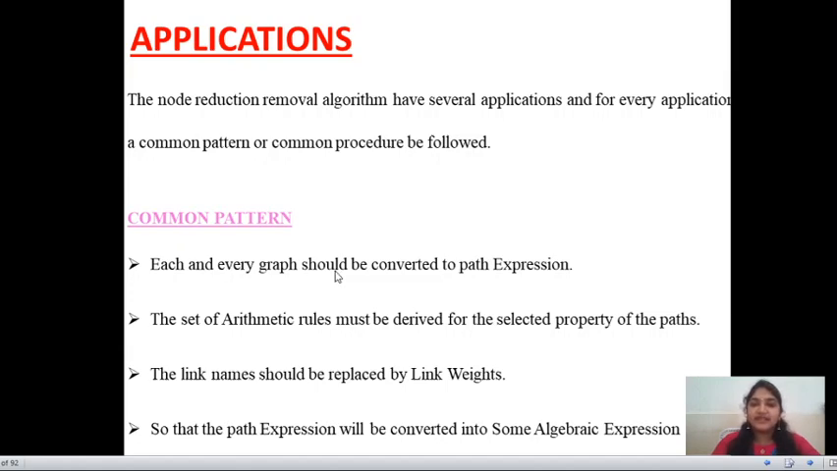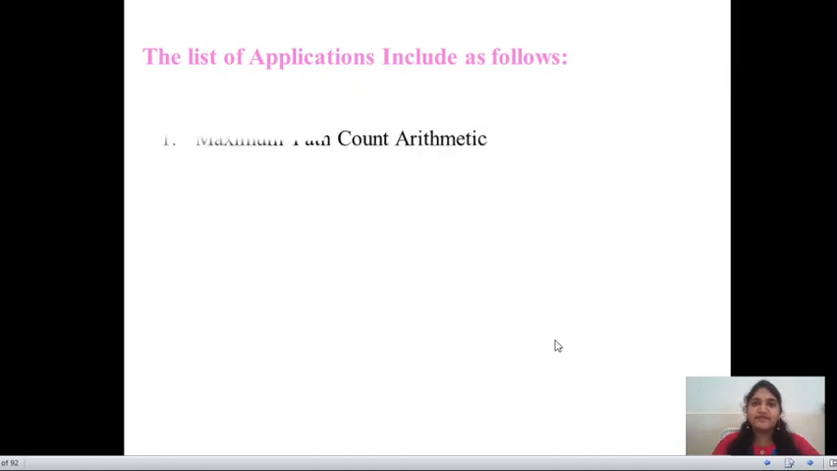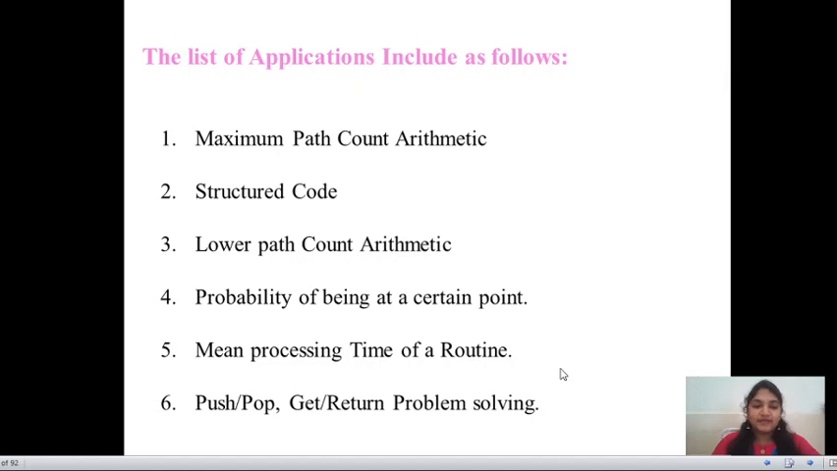The node reduction algorithm has several applications, and when we derive an application, we have to follow this common pattern and common procedure. So next, what is the list of applications? There are 6 applications. The first one is maximum path count, second is structured, third is lower path count arithmetic, fourth is probability of being at a certain point, fifth is mean processing time of a routine, and last one is push or pop and get or return. So these are all the 6 types of applications used to perform node reduction algorithms.